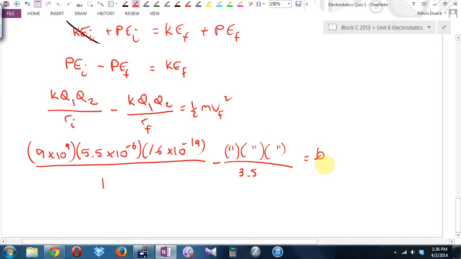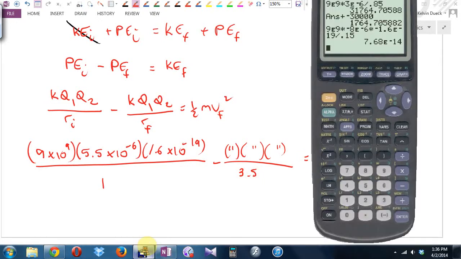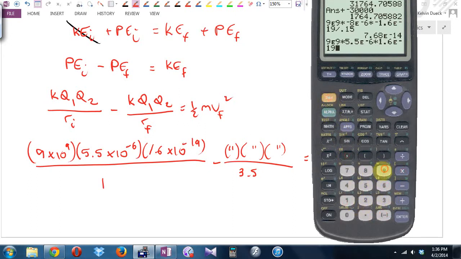That equals a half mv final squared. I'm going to crunch the left side. 9 times 10 to the 9th, 5.5 microcoulombs, 1.6, divided by 1. You didn't need to divide by 1. I know, I just want to set up the template so that it works when I go backspace.